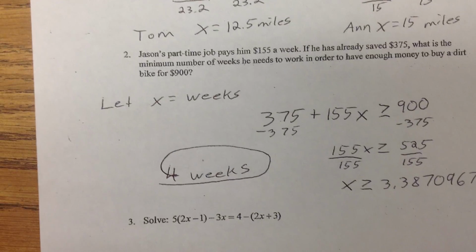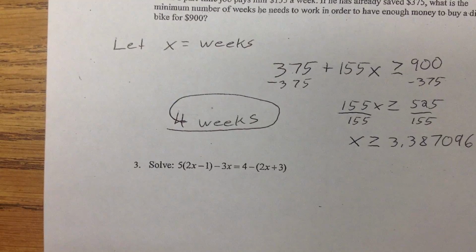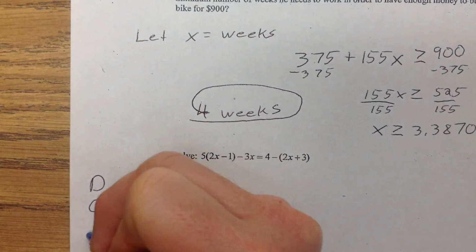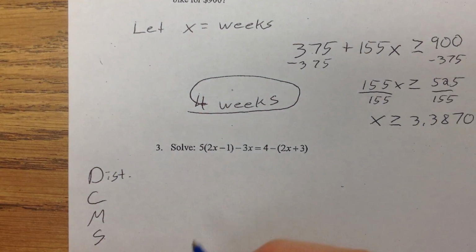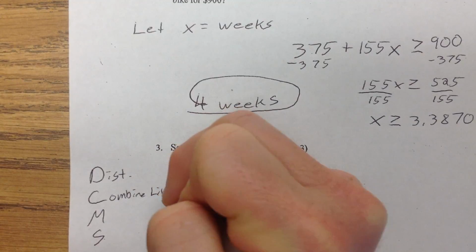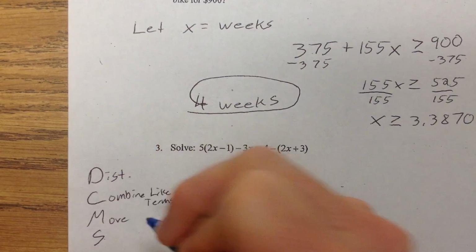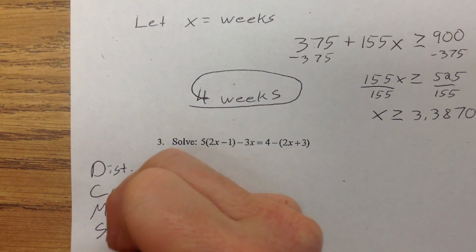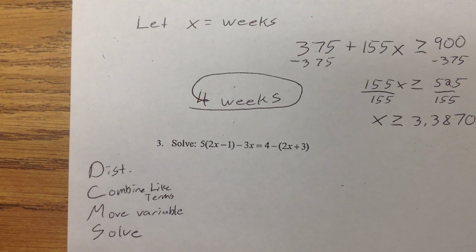All right, let's take a look at number 3. Number 3 is thankfully not a word problem, but it is a longer equation. So this is where we want to fall back on our DCMS. We start with distribution, so any distribution that we can do, we want to start with distribution. Then we're going to combine like terms. After that, we're going to move any variables. So if we need to move a variable from one side to the other. And then once we move the variable, we should be ready to solve because we should be back down to a two-step equation. So let's go through these.